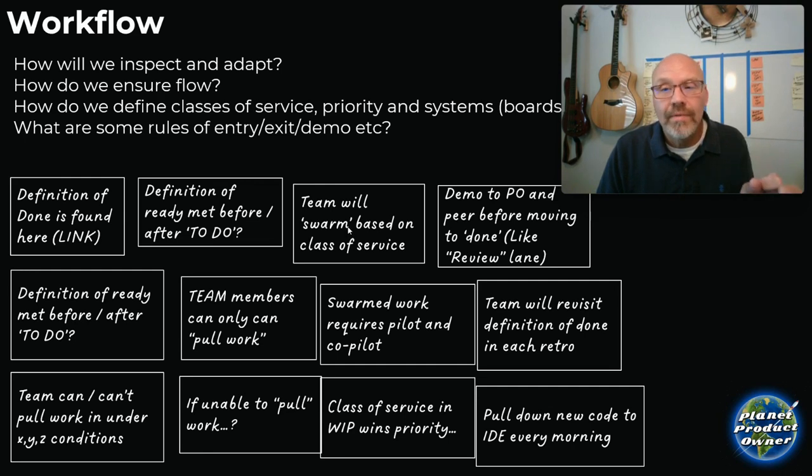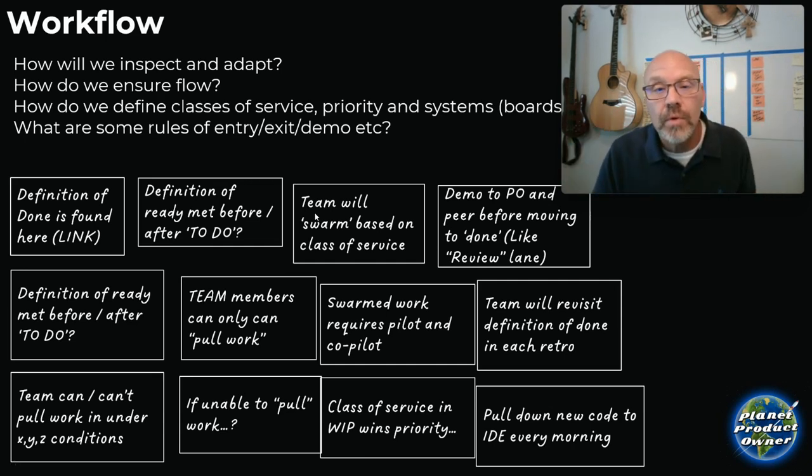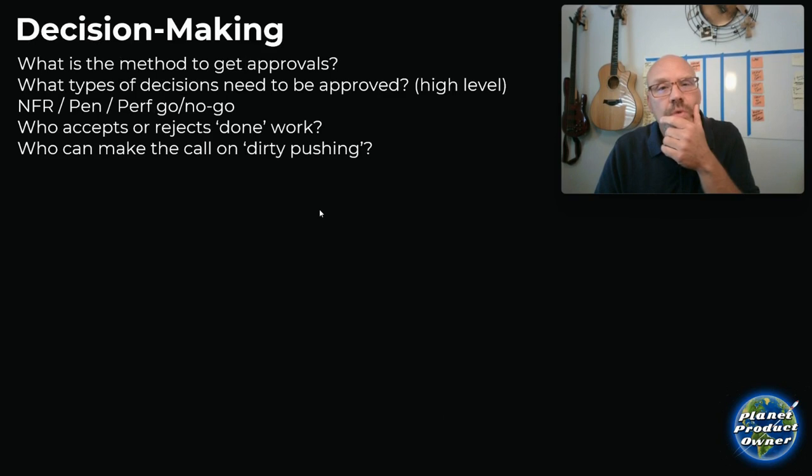We want to make sure we've got rules around these columns. How's that work here? Yeah, there we go. These columns around the board, right? We want to make sure we have rules around that. So when can we pull? When can we not pull? Right. Okay, so decision making.